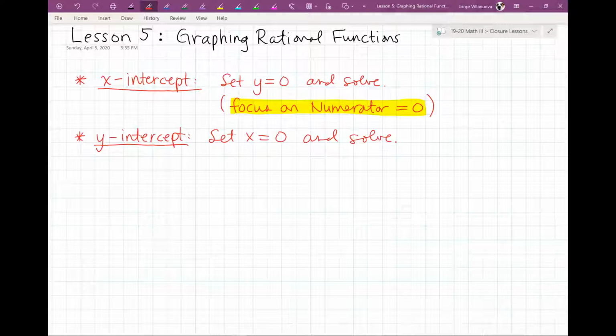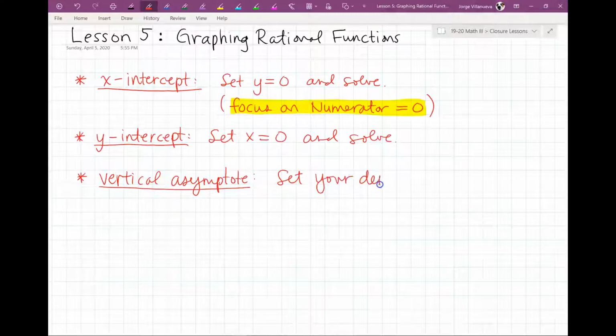Okay, now, if we ask you to find the vertical asymptote, okay, so the vertical asymptote, what you're going to do is you're going to set your denominator equal to 0, and whatever you solve for, let's say you get x equal to 2, that's where you draw the vertical line. Okay, so we're going to solve for x.